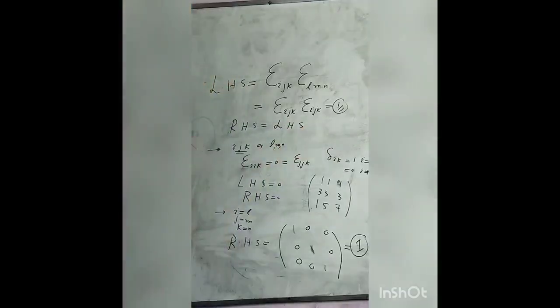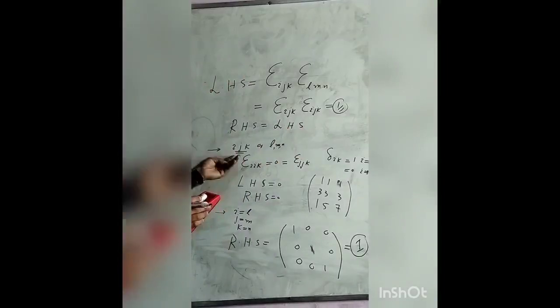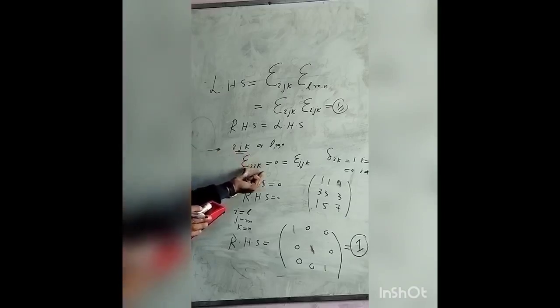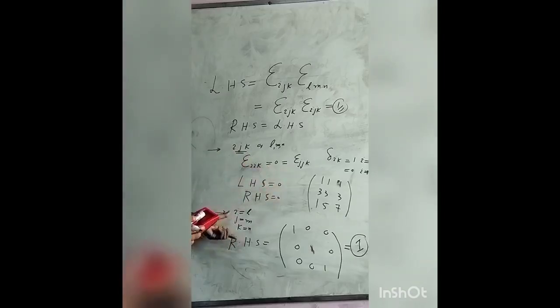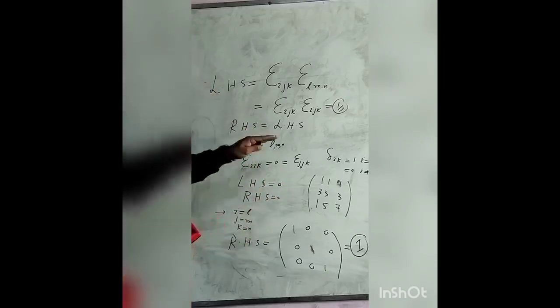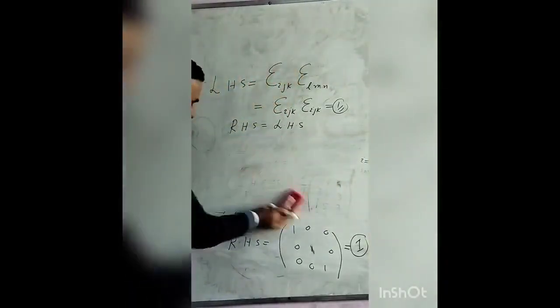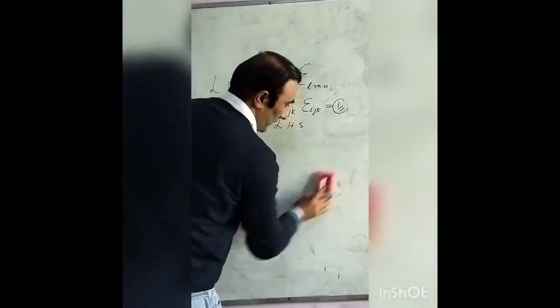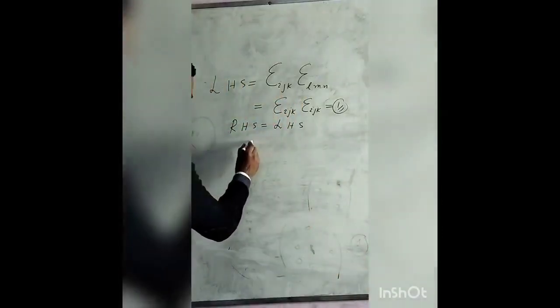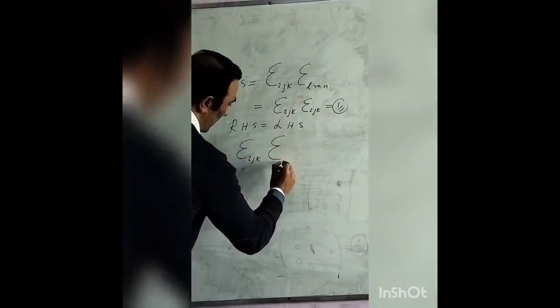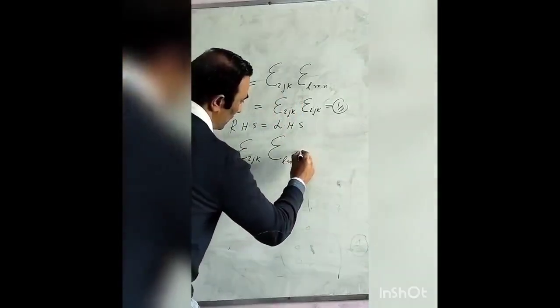So following these, if we calculate for the different conditions, like if there is repetition of indices, like epsilon iik, this is equal to 0, or if you consider I equal to L, J equal to M, K equal to N, in both the cases our right hand side is equal to left hand side. So in general, we can write for any product of these epsilons, like epsilon ijk and epsilon lmn.